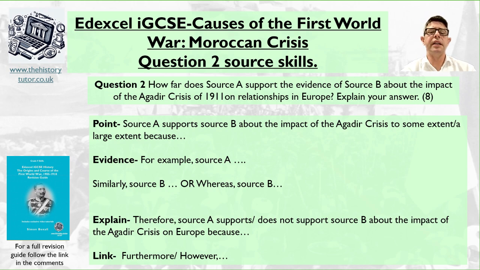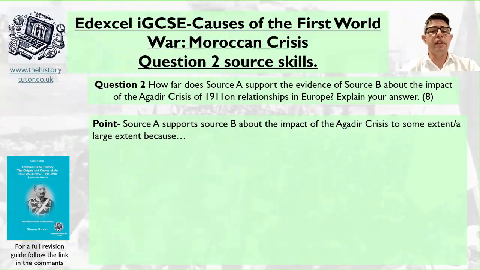So we can be setting out our idea and explaining it there with a little bit of knowledge in our answer. And finally, we can do like a furthermore or a however. So if we think they're really similar, we could say furthermore and give another sort of idea of similarity. Or if we think there's a little bit of similarity, we've explained one similarity, but we want to say actually, however, there's a slight difference, we can now say however and give a difference. So let's work through this together.